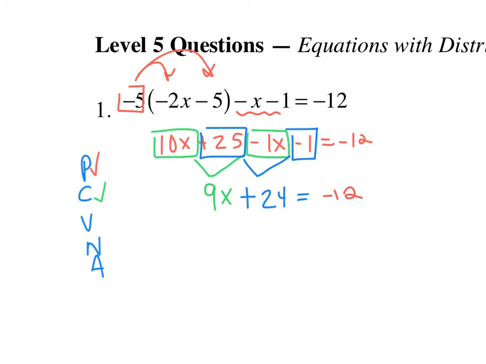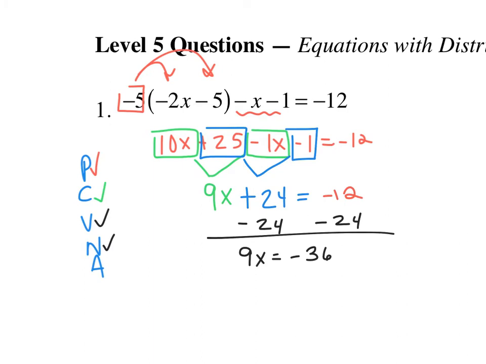So now that I've combined all my like terms, this has turned into a two-step equation. All my variables are on the left-hand side, so there's no need to worry about moving my 9x's or any of my x's. I now need to get my numbers to the right-hand side. So I'm going to subtract a 24, and I get 9x equals negative 12 plus a negative 24, or negative 12 minus 24, whichever your heart desires, and I get negative 36.